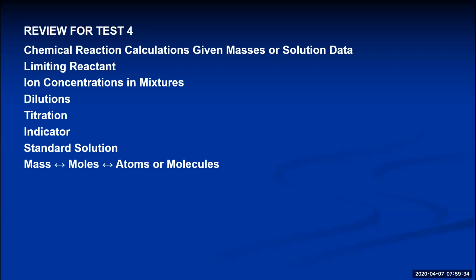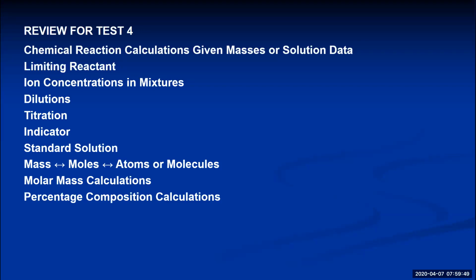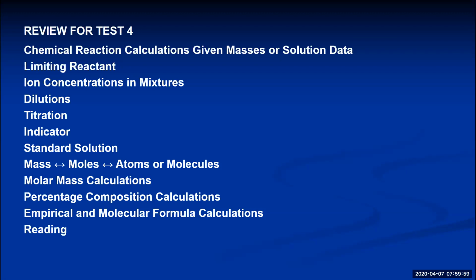And then we spent one day doing conversions between masses, moles, and then either atoms or molecules. So you'll have some calculations like that. Today, we talked about molar mass calculations, which are fairly elementary. We've been doing that for quite a while. And today we also talked about percent composition calculations, as well as empirical and molecular formula calculations. Those are the ones we actually did today. You should be familiar with chapters 4 and 5, and the experiments that you will need to know, because questions will come from them, are experiments 15 to 20.